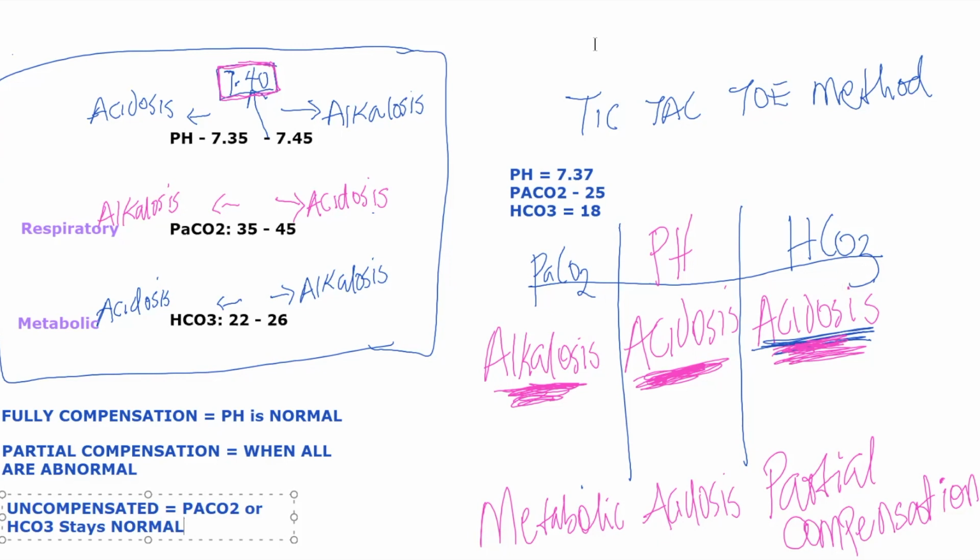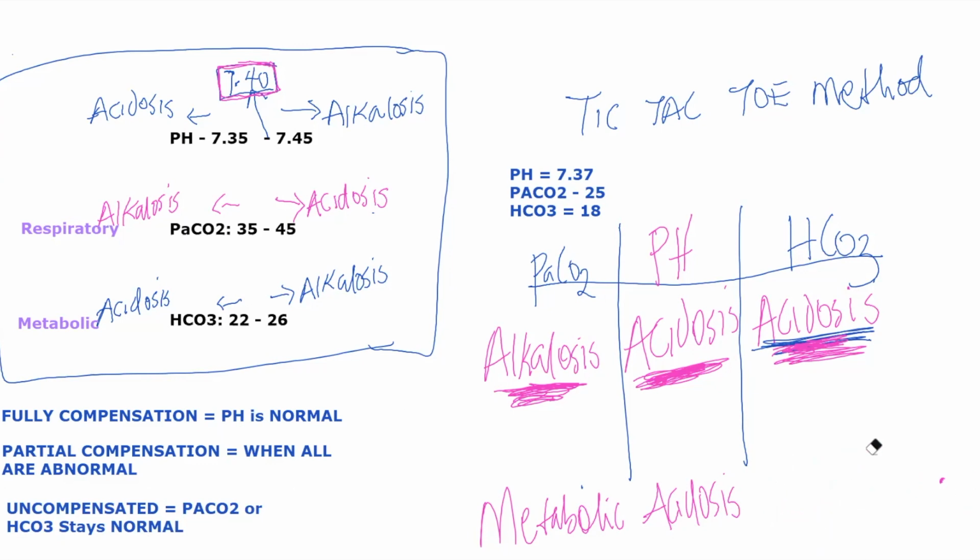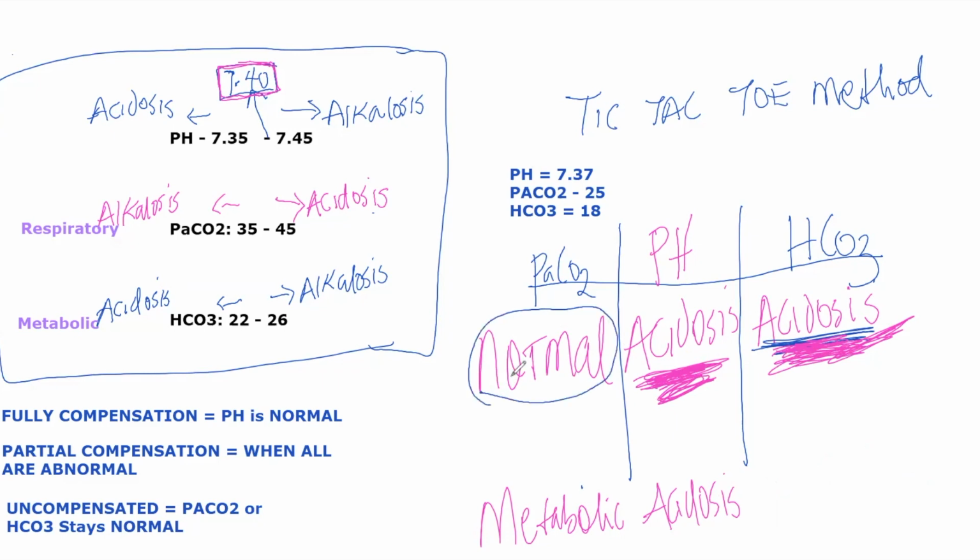So a classic example of that would look something like this. If I were to have a situation whereby my PaCO2, instead of being alkalotic on this side, is actually normal. Yes, I still have a metabolic acidosis because my pH matches my HCO3. But my PaCO2 was like, you know what, guys, I don't care about y'all. I don't care about the acidosis that's going on.